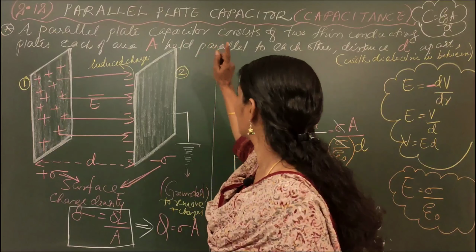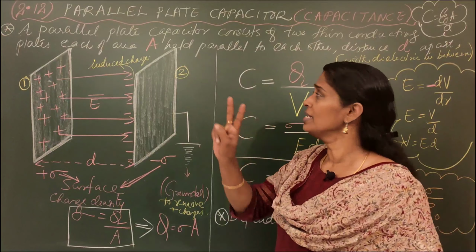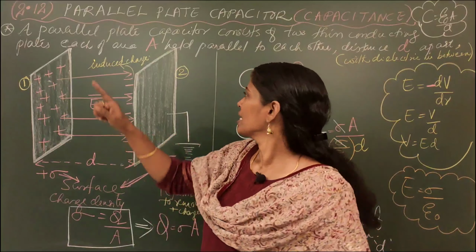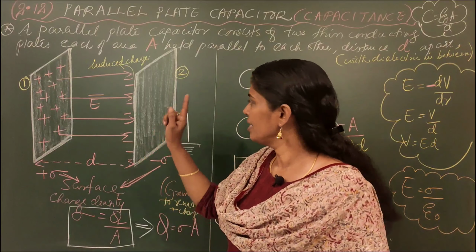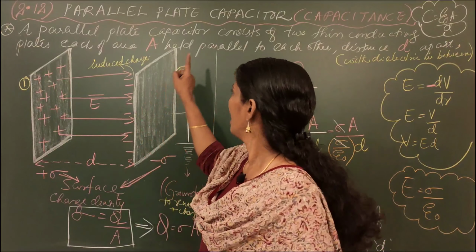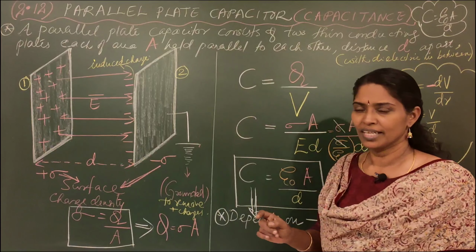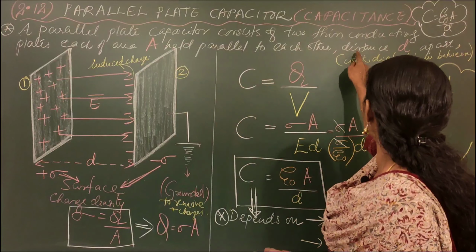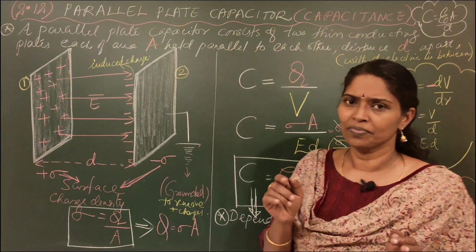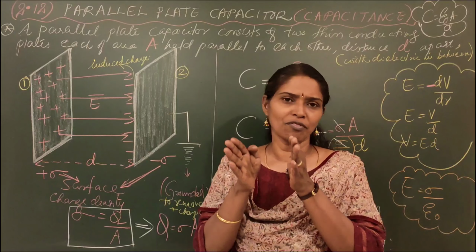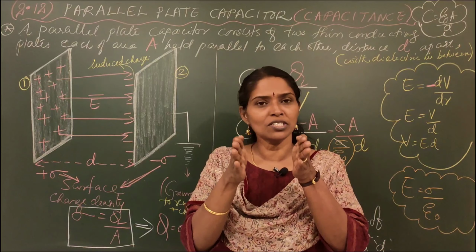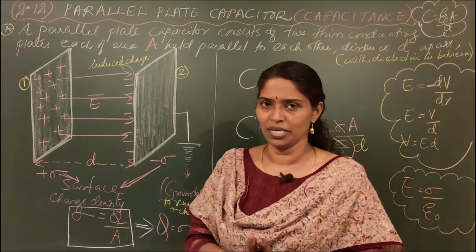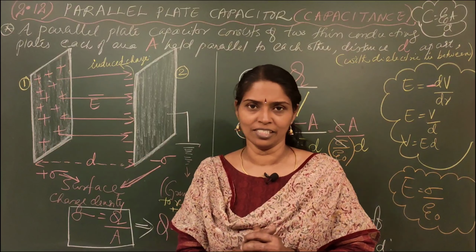A parallel plate capacitor consists of two thin conducting plates, each of area capital A, held parallel to each other, one placed parallel to the other at a distance d apart. The separation should be small, that will come later, with a dielectric or insulator in between. Dielectric is the same as saying insulator.